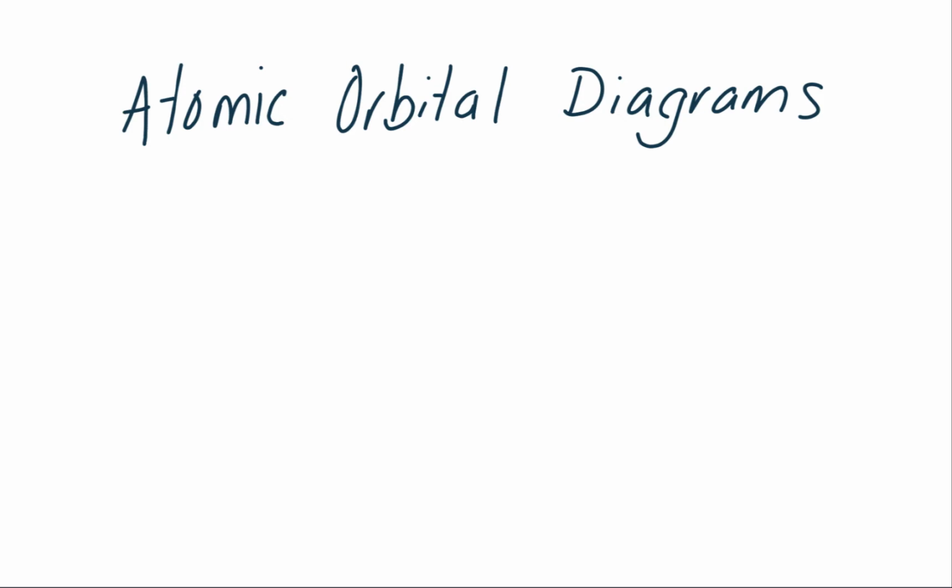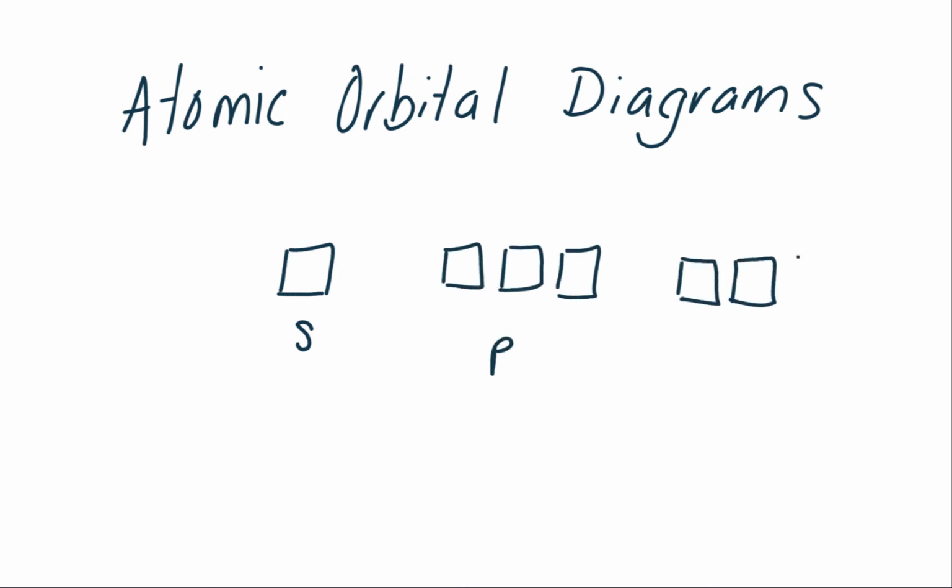It's very cool. So when we draw atomic orbital diagrams, the important things to consider are the energy levels, the sublevels, and the orbitals. So in the diagrams, we generally draw a single orbital as a box. Now remember, an S sublevel will have just one orbital. A P sublevel will have 3 orbitals, and a D sublevel will have 5. F would have 7, but we won't cover those in this video.